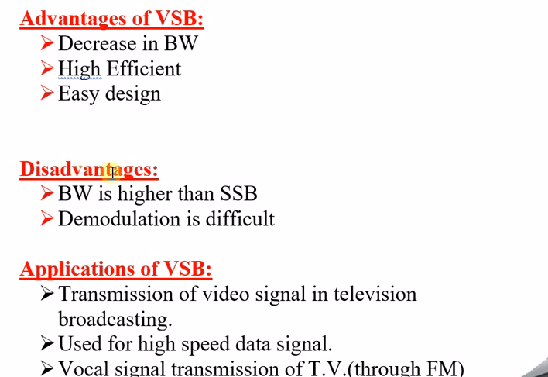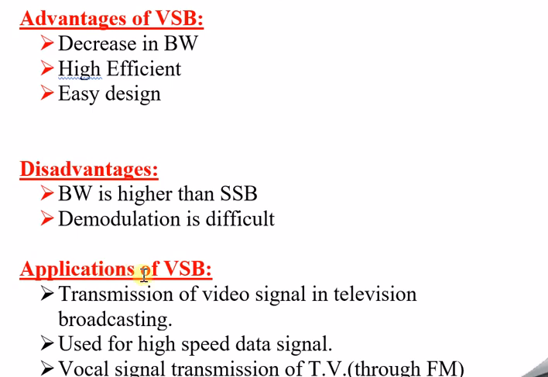Next we'll move on to the disadvantages of VSB modulation. Bandwidth is higher than SSB. Yes, definitely, because in SSB we are only transmitting one sideband. Here we are transmitting one sideband along with the vestige of part of another sideband, which means this bandwidth is definitely higher. Next, demodulation is difficult. The demodulation is a bit difficult in the case of VSB because we are taking part of another sideband. If we take it entirely, it is very easy, but with only part, the complexity of demodulating the signal increases. So it is somewhat difficult. That's why it is said.